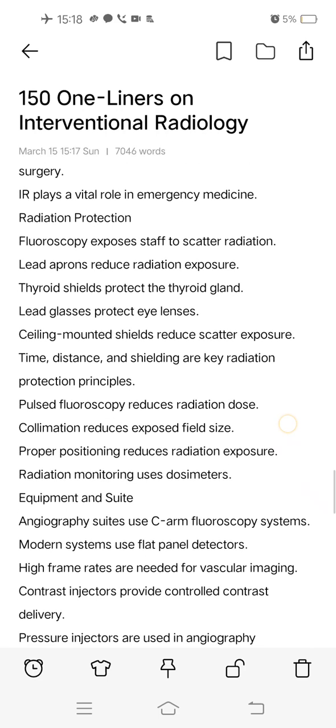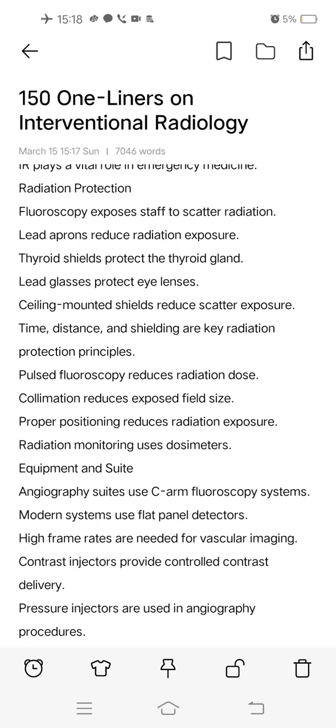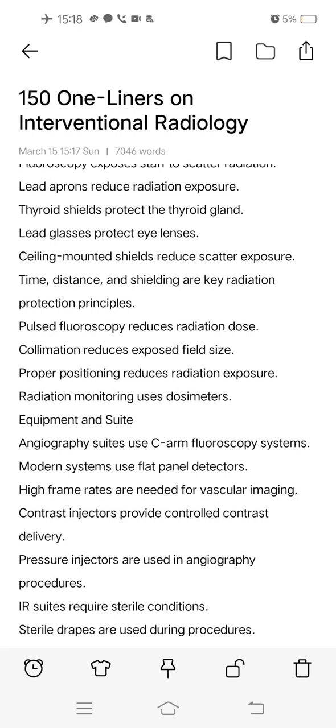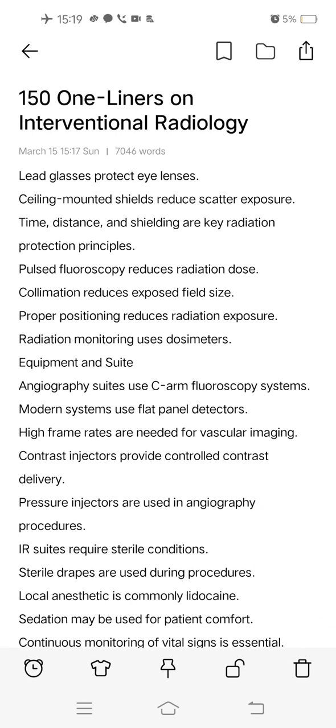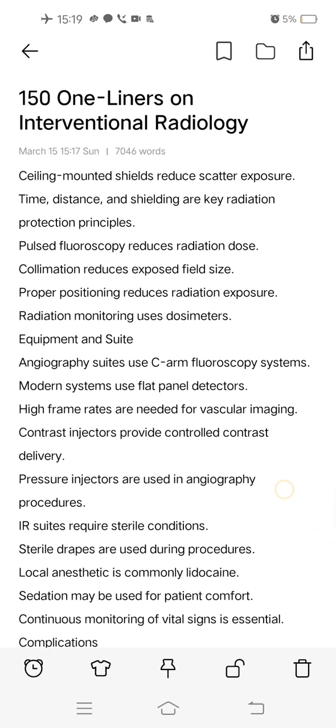Time, distance, and shielding are key radiation protection principles. Pulse fluoroscopy reduces radiation dose. Collimation reduces exposed field size. Proper positioning reduces radiation exposure. Radiation monitoring uses dosimeters. For interventional radiologists or staff, the TLD badge is usually used. Next, equipment and suite.